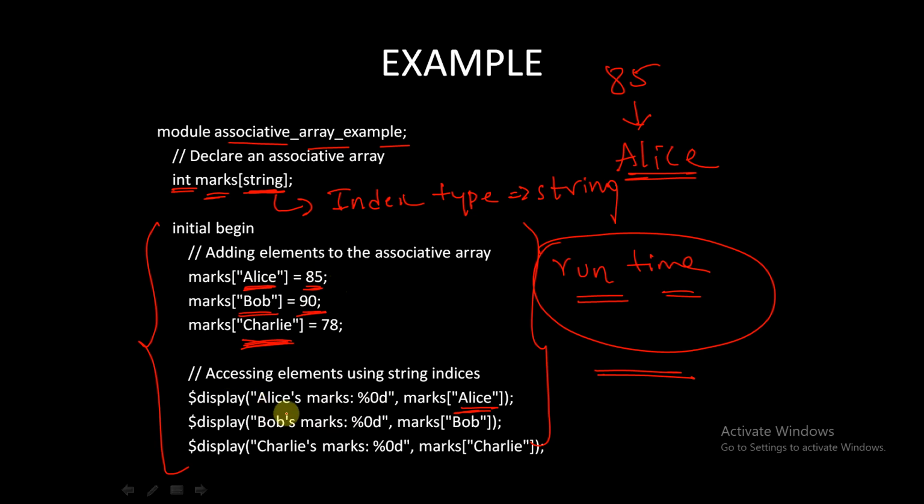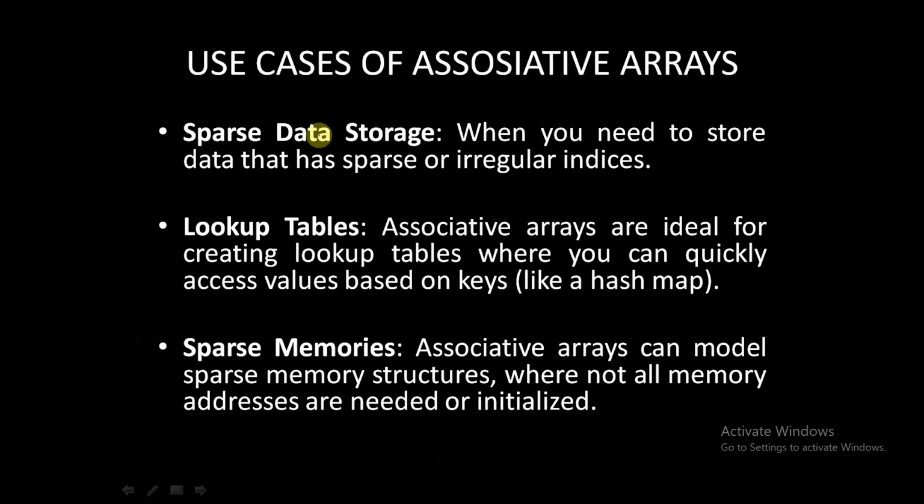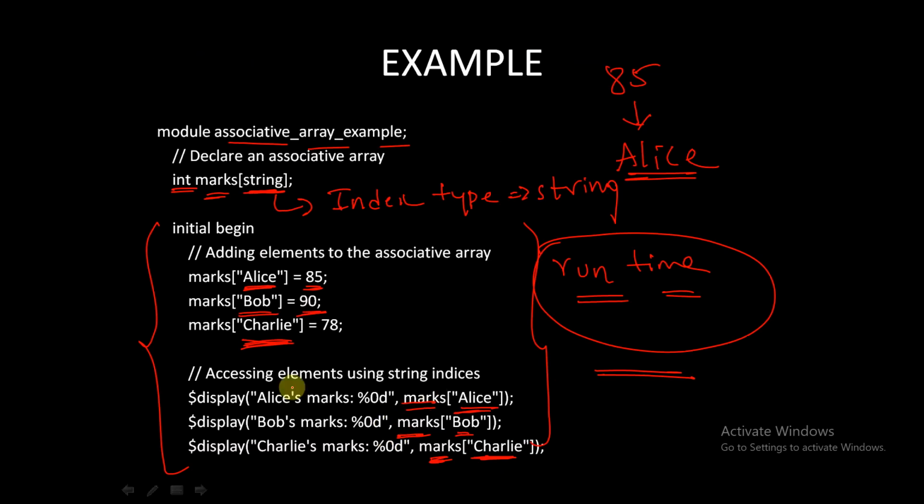Okay, so in the display statement you can observe marks of alice, marks of bob, and marks of charlie. When we try to display, we will get the output: alice marks is 85. When we call the data with the string alice, the value associated with this index will be displayed, that is 85. So like this we can use strings instead of integers.